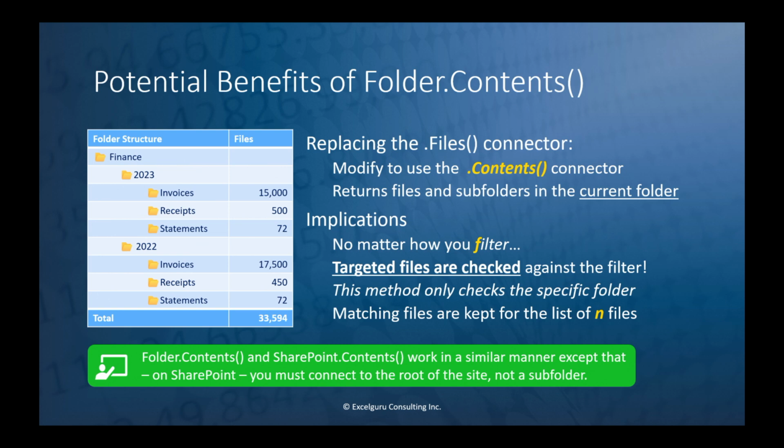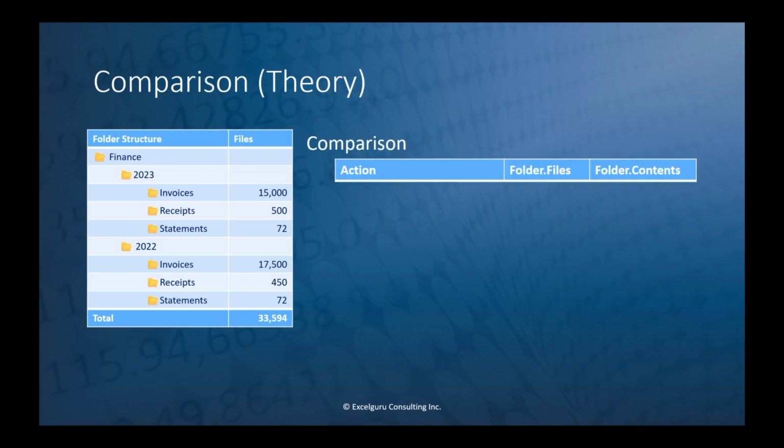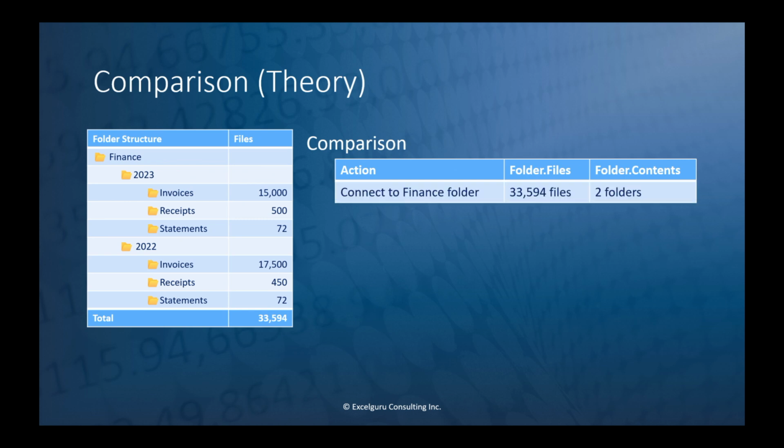All right. Now, the next part that I want to take a look at here is your theory of comparison. Why is this different, right? Well, when we're drilling down to a specific folder, the first thing that has to happen, if you connect to the root using folder.files, is we have to enumerate through 33,594 files. If you connect to the folder.contents at finance, there are only 2 things in here, 2023 and 2022. So it's only got to look at 2 things to decide where you're going to go from here.